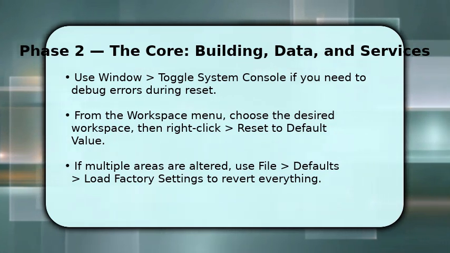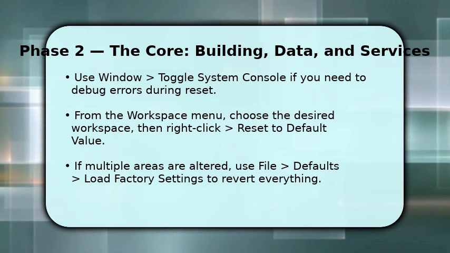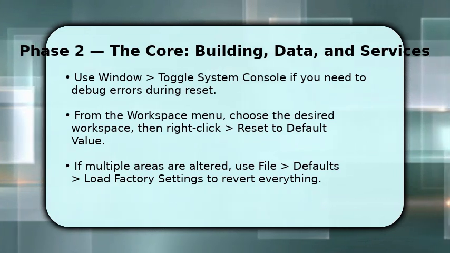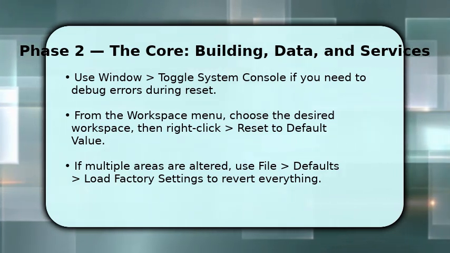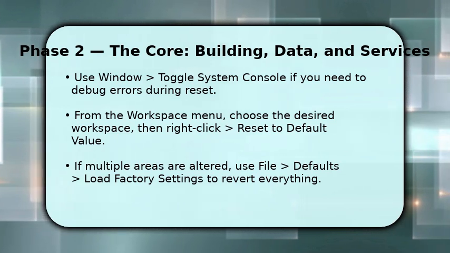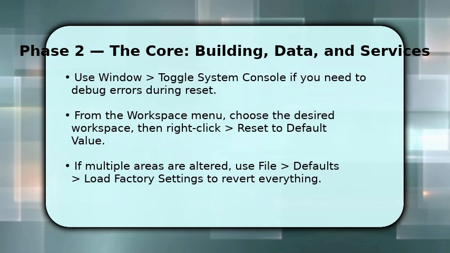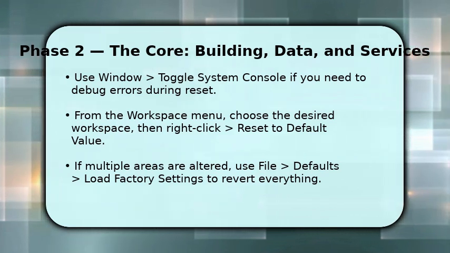You can reset individual editor types by right-clicking Properties and choosing Reset to Default Value, which preserves other configurations. For a full GUI rollback, go to File, Defaults, Load Factory Settings. This reverts all workspaces, editors, and keymaps.